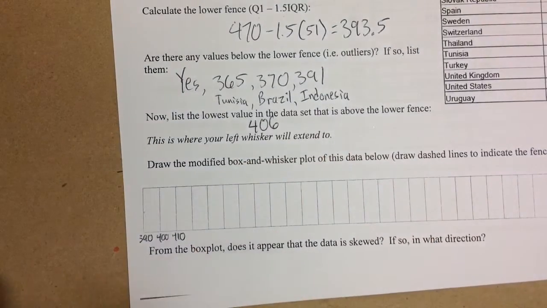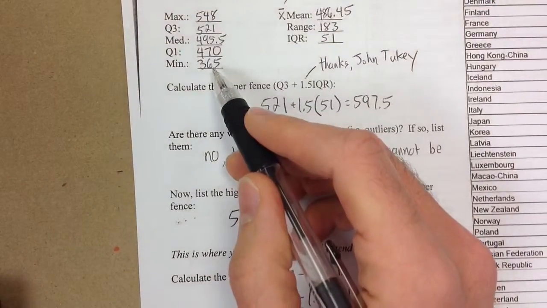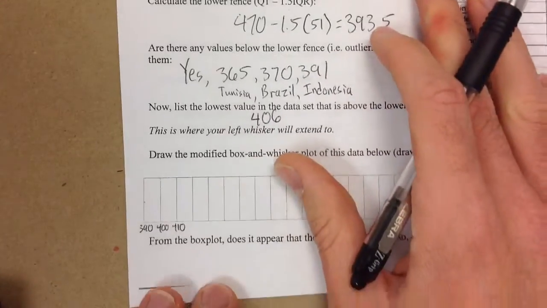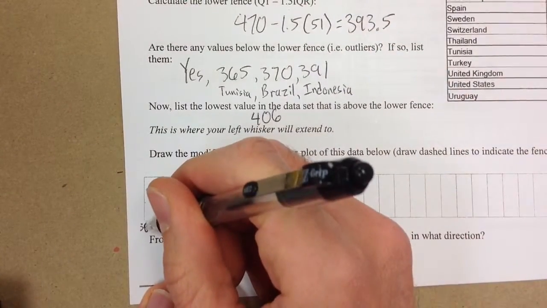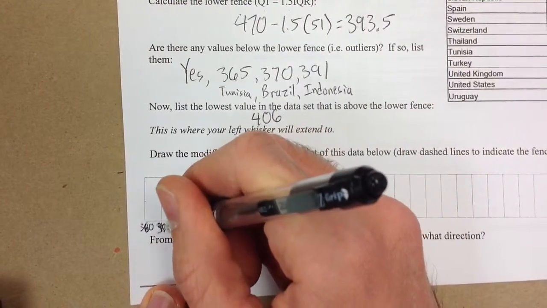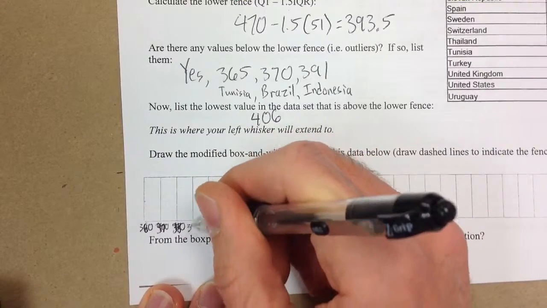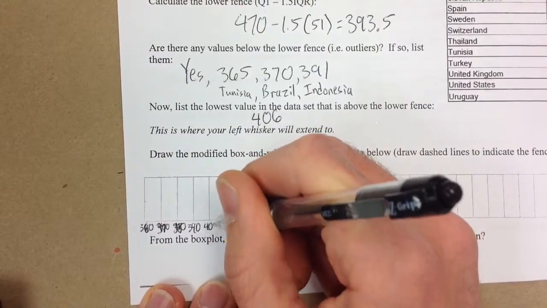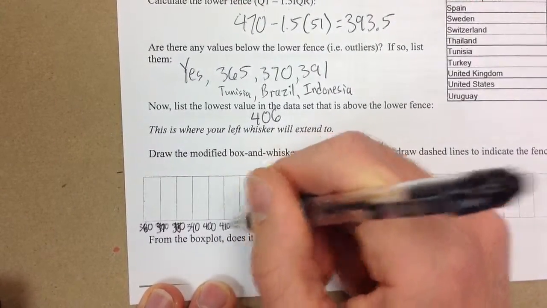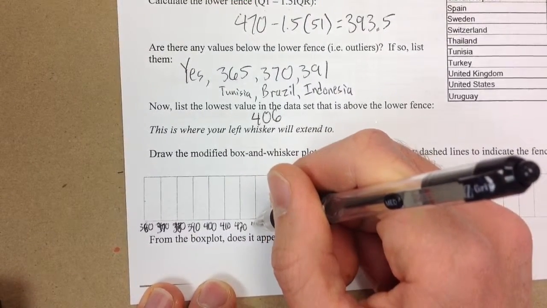Oh, I'm sorry. Thank you for pointing that out. Let's start from 360. I got my lower fence and my minimum mixed up. So label your scale. You don't have to use the one I'm using, but make sure you can cover the whole range.